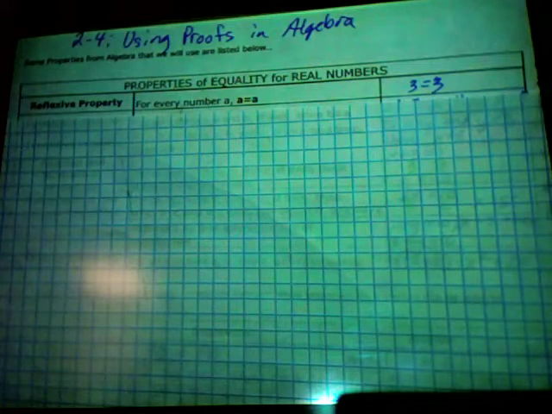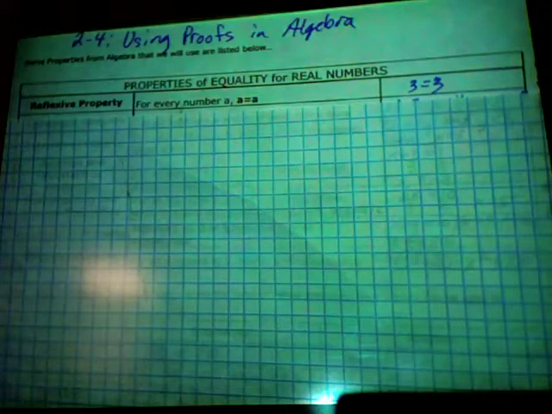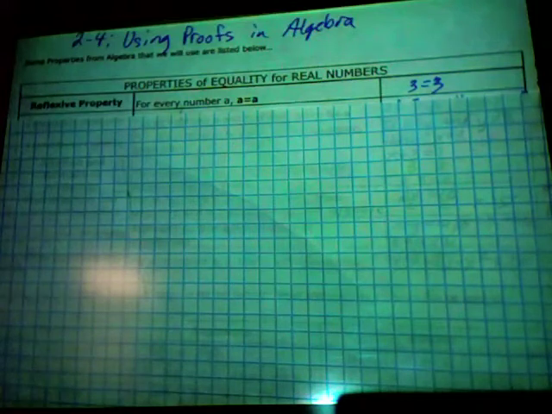So the first property we're going to review is the reflexive property. I've set this up so that the left column is the name of the property, the middle column is the gobbledygook technical definition of that property, and the right-hand column is a real-life example of that property. The issue you all have with the reflexive property is confusing it with the symmetric property.